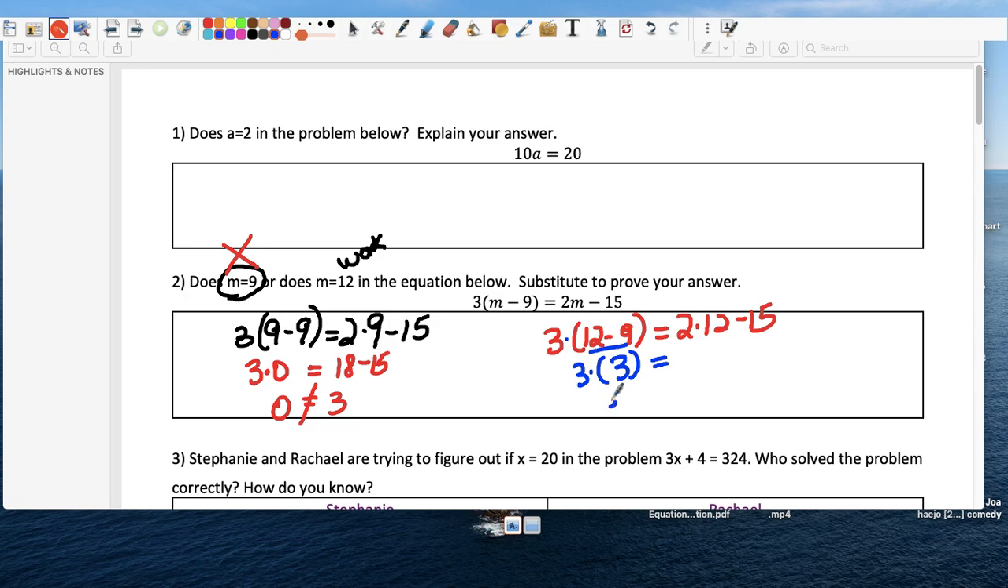3 times 3 is 9. So on the left side, el lado izquierdo is 9. On the right side, 2 times 12 is 24. And then subtract 15. And 24 minus 15 is 9. Oh, yay, that works. So m equals 12 is la solución. So cuando m is 12, funciona.